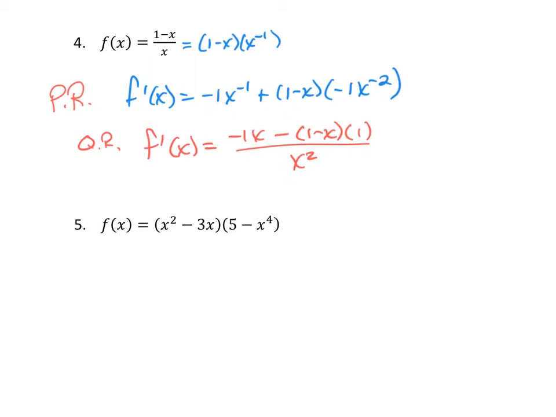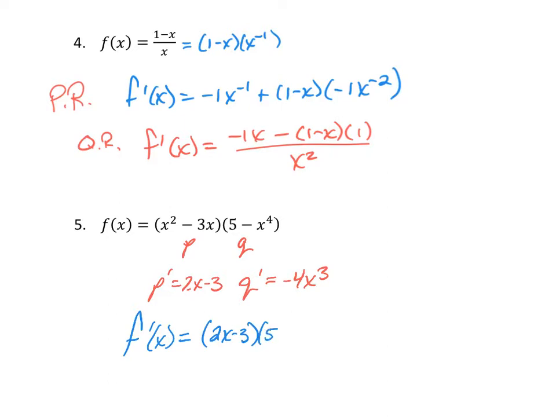Let's go ahead and use the product rule for this. P and Q, the derivative of the first one is 2x minus 3. Derivative of the second one is negative 4x cubed. So then when we take the overall derivative, f prime of x, we get the derivative of the first times the second plus the first times the derivative of the second.